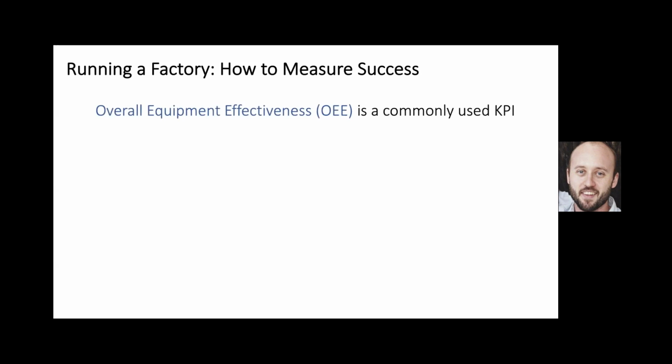So let's start by looking at running a factory and how we would actually measure success. A common KPI in running a factory is overall equipment effectiveness, or OEE. OEE can be calculated using a simple equation, and the equation has 3 parts.